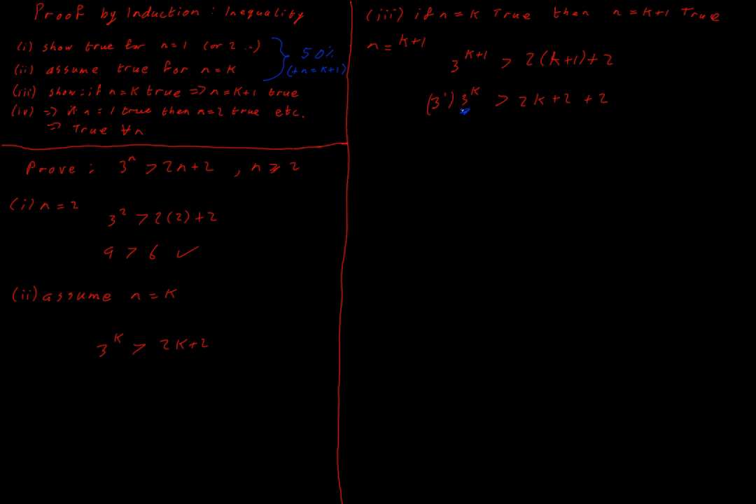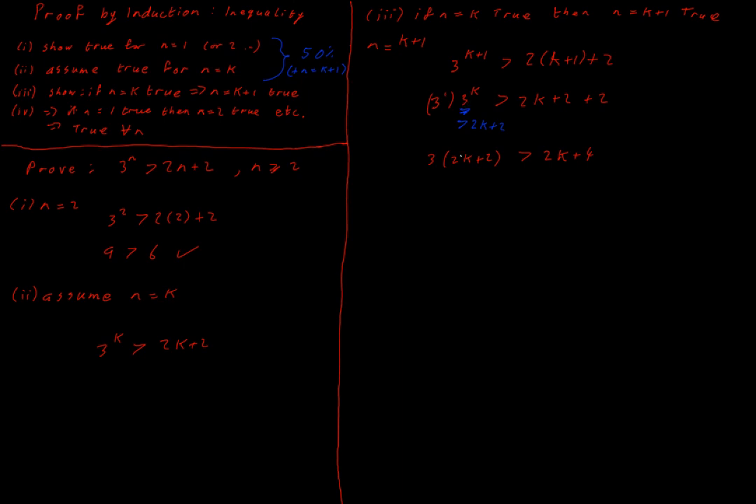So 3 to the power of k I know is greater than 2k plus 2. So if I could show that 3 times 2k plus 2 was greater than my right-hand side, 2k plus 4, adding 2 plus 2. If I could show that this was greater than this, and I have assumed that 3 to the power of k is greater than this, then I've automatically shown what I want to show here. So this ought to be less than 3 to the power of k.